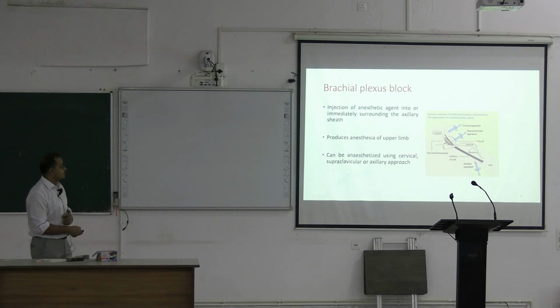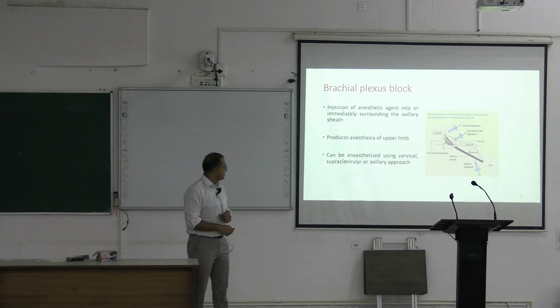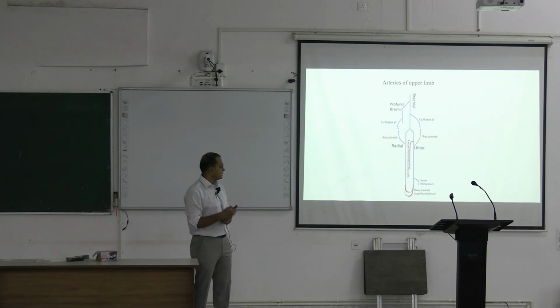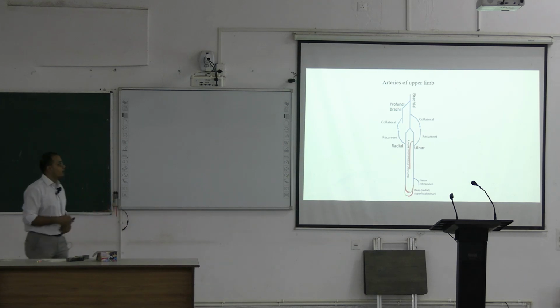So, upper limb anesthesia, this brachial plexus block or blocking of the brachial plexus nerves, is very popular nowadays. So, these are the two things which are important about the brachial plexus in this domain or these regions. Now, coming to the arteries that we have to understand in this upper limb, especially in the upper arm.